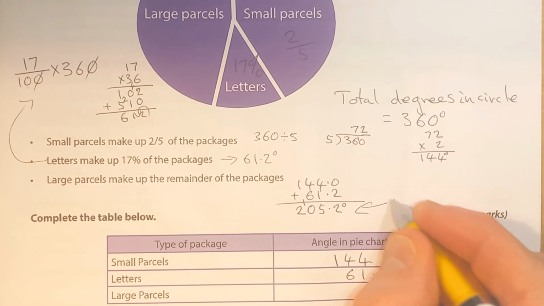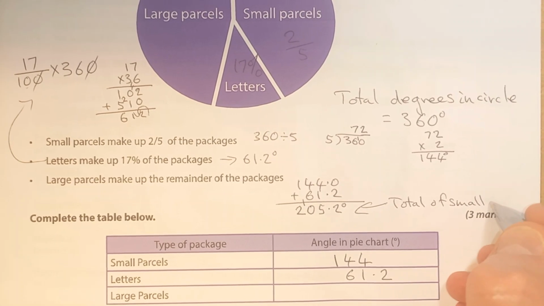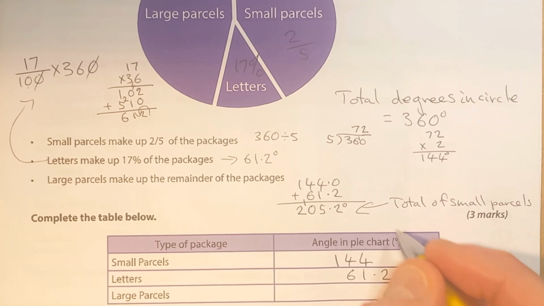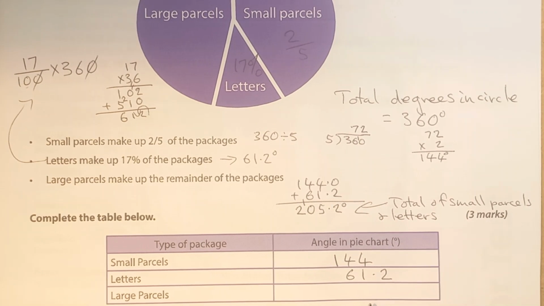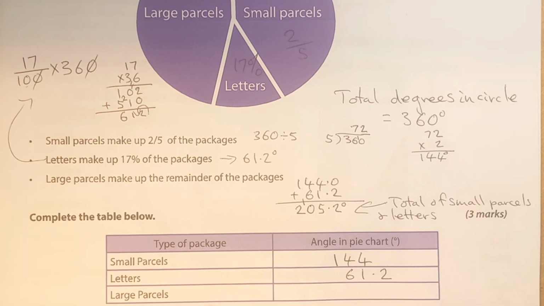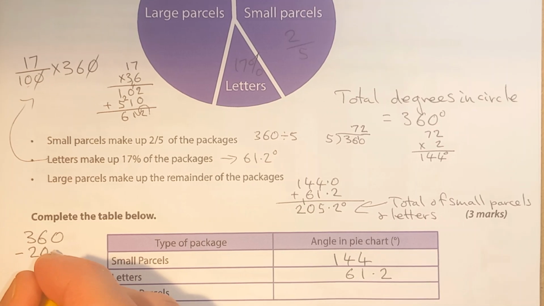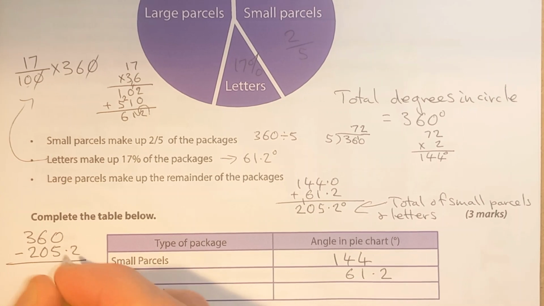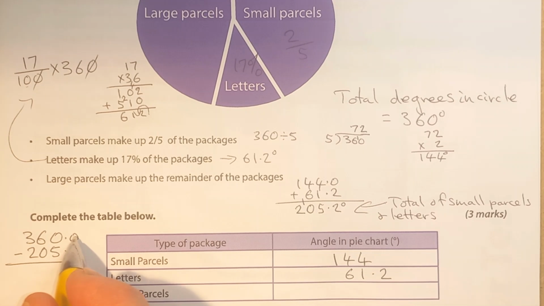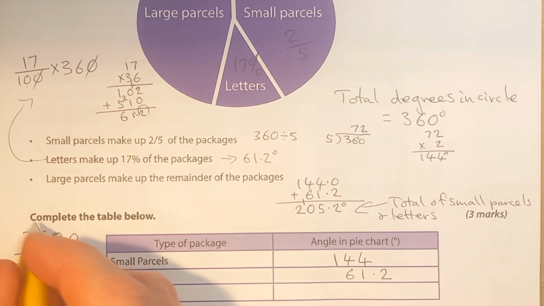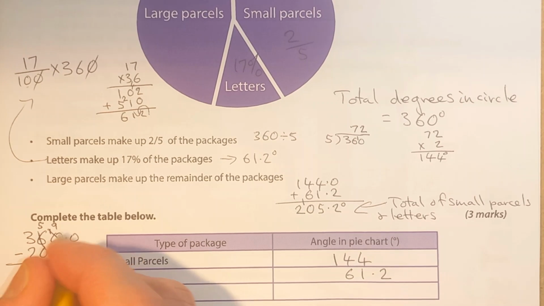This is the total of small parcels and letters. So to find out what's left for large parcels, we need to take this away from 360 degrees. So 360 minus 205.2. So again, we'll put a 0.0, so we've got something to take the 2 away from. And we can't take anything from this 0, so we need to reduce the 6 down to a 5, pass 1 across. Reduce the 10 to a 9, pass 1 across.